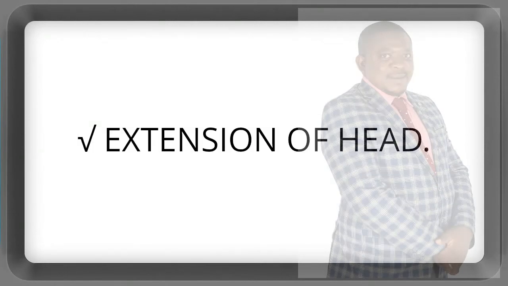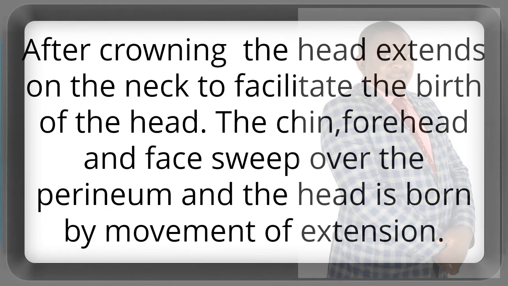Extension of the head. After crowning, the head extends on the neck to facilitate the birth of the head. The chin, forehead, and face sweep over the perineum, and the head is born by movement of extension.